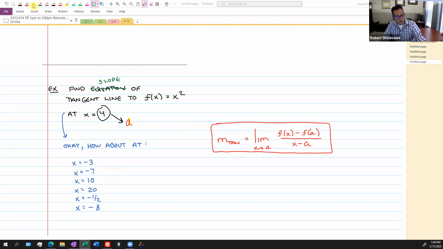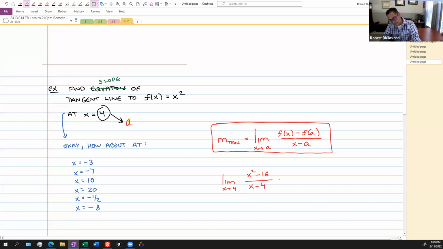Okay, very good. So this is what your limit should look like. It should have been limit as x approaches 4 of f of x, which is x squared minus 4 squared, which is 16, over x minus 4. You do your difference of squares again. You get x plus 4 times x minus 4 over x minus 4. Your x minus 4 is canceled. And now you let x go to 4 and you get 8. Any questions on that?